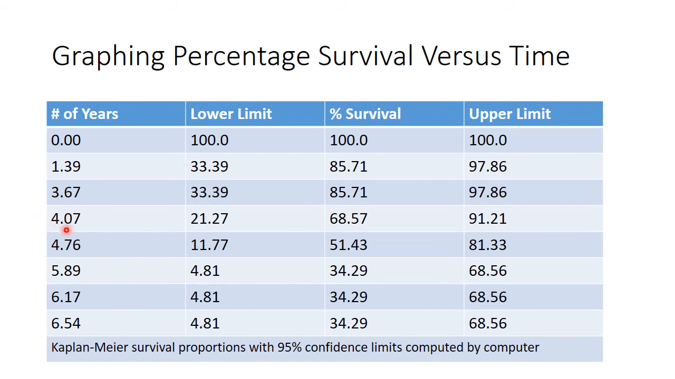Then at 4.07 years is when again another person died. 4.76 again another person died. So the survival percentage is going down, and we're seeing pretty wide confidence intervals here, as we'll see. And so again at the very end, these are our people that are getting censored out. So you see really no changes here, but again the confidence interval associated with that. So I'll show you what the curve looks like here in just a second.